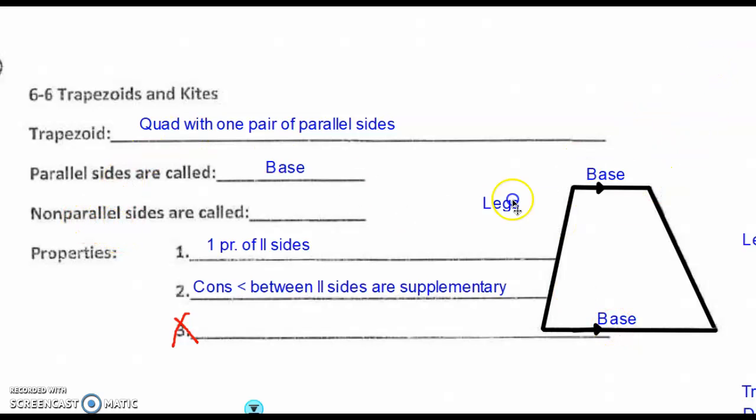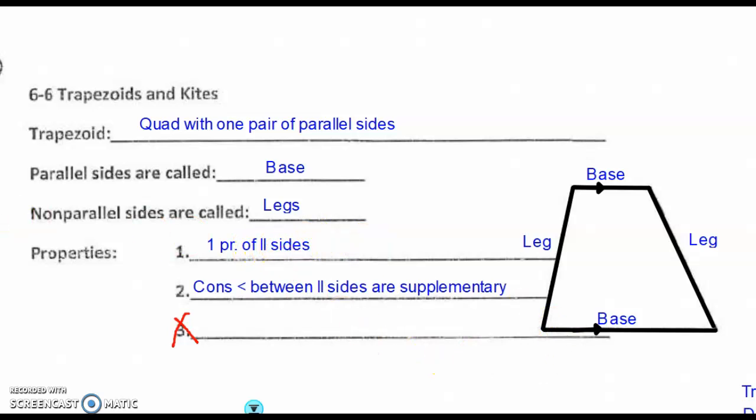The non-parallel sides, these are called the legs. They're the legs right there. And guess what? It has two properties. Well, you know that these top and the bottom, the bases, are parallel. There you go right there.